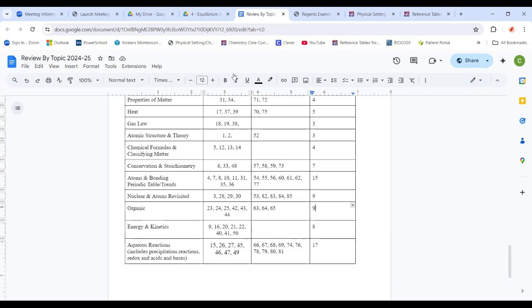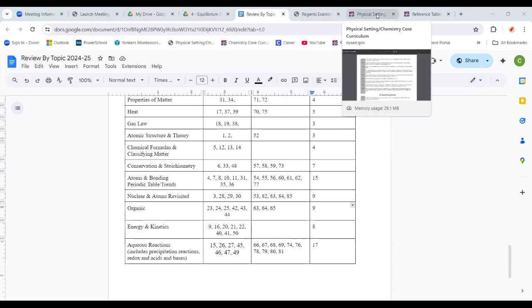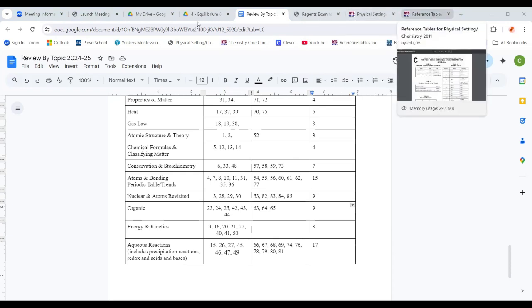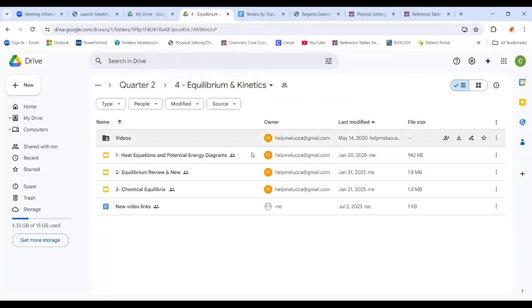So at the top of my menu bar, if you can see it, I've got all my stuff opened and ready to go. I've got our New York State Regents exams. I've got the core curriculum because I want to show you what the core curriculum says. And then I've got my reference tables ready to go in case I need them. I've also got pulled up our notes from equilibrium and kinetics. I'll link these slideshows in the description for people who want to go over them again. These are from quarter 2, and this was the fourth topic. All right, so let's go straight into the questions.